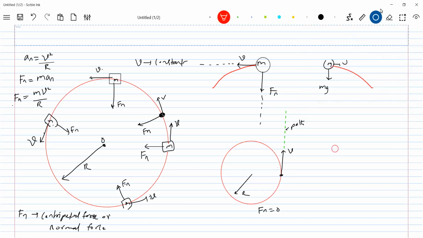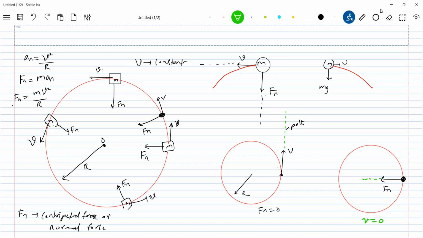Similarly, if there is only centripetal force acting on the particle, how is the path of the particle? It is going to just move towards the center. If you make centripetal force 0, it will move tangentially. If you bring a body to rest, here what we have made is v be 0. Because of force and velocity, it will move in a circular path.